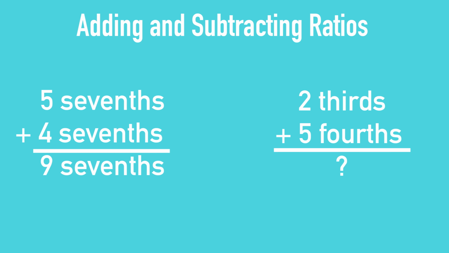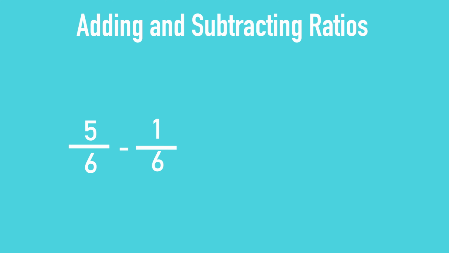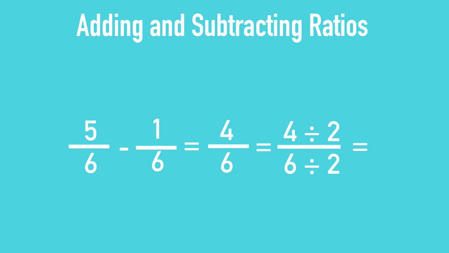So when we add or subtract fractions, the numerators will combine if the denominators are the same. For example, 5/6 minus 1/6 equals 4/6. Remember, because 4 and 6 are both divisible by 2, this will simplify to 2/3.